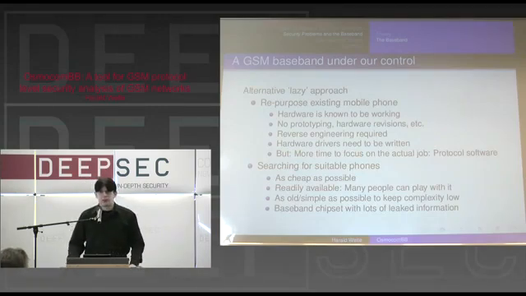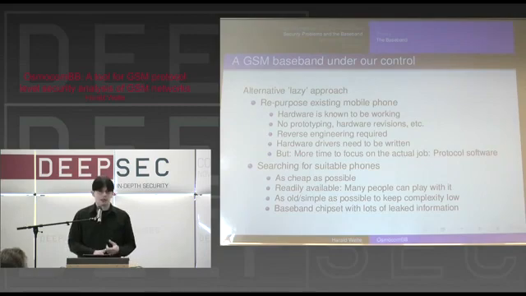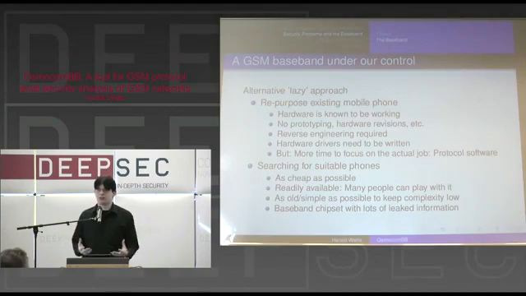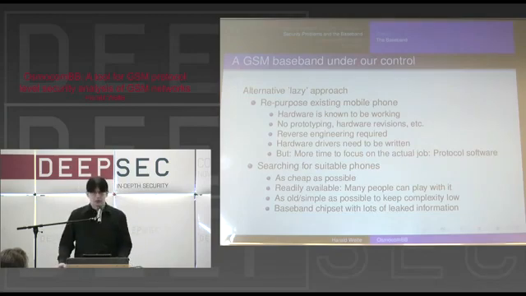And lazy means we use existing mobile phones, we know the hardware works, we don't need to do any hardware prototyping, we don't need to go through hardware revisions. We can benefit from the economics of scale, since those phones are manufactured in large quantities, no custom hardware, so it's really, really cheap. And we have, in the end, more time to focus on writing the protocol software rather than doing hardware design. So we searched for suitable phones which should be as cheap as possible, as widely available as possible, so most people can obtain them.